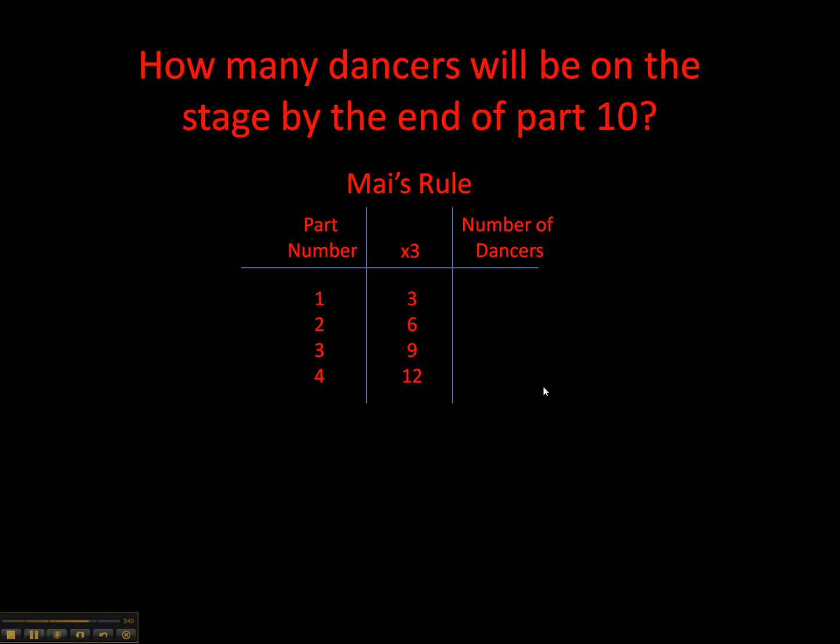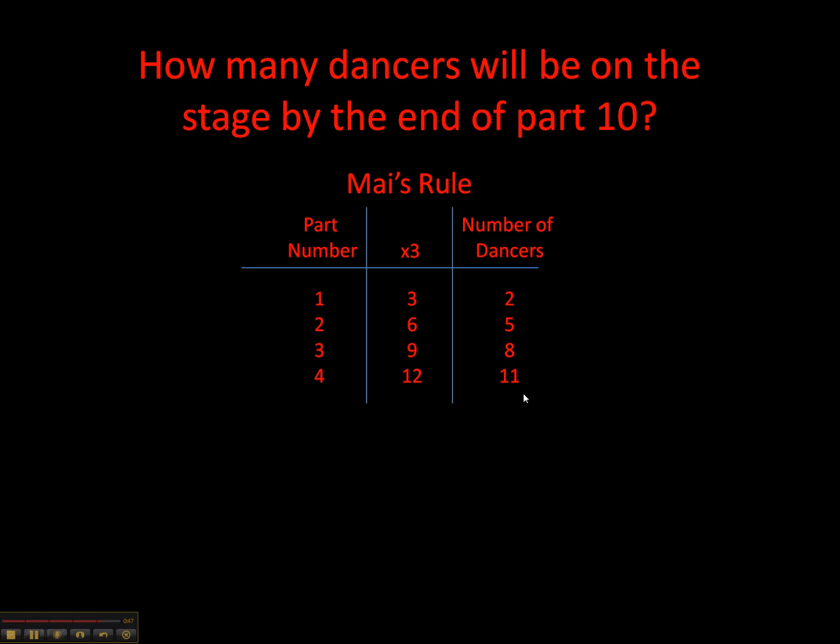What she ends up with is the same number of dancers as Daniel had, because she's watching the same dance. She's just calculating it in a way that makes sense to her. So 1 times 3, she notices that there's 2 dancers on the stage at the first part. When she multiplies 2 times 3, she notices there's 5 dancers. She sees a pattern here. This is always 1 more than this column. So this 6, 1 more than 5, this 9, 1 more than 8, 12 is 1 more than 11.